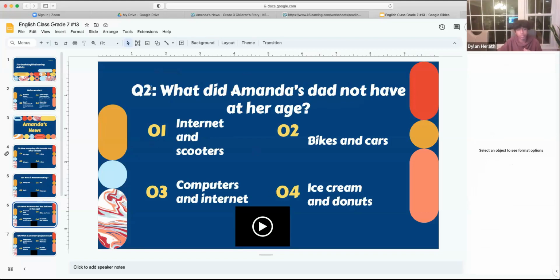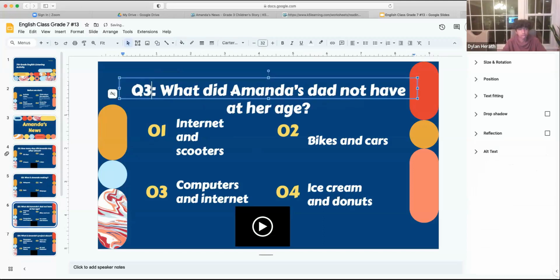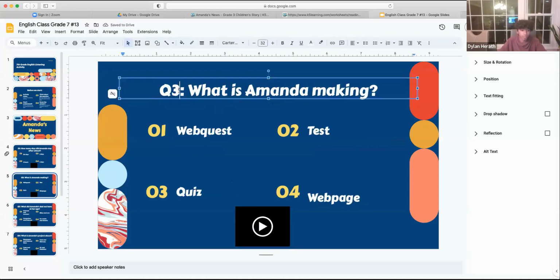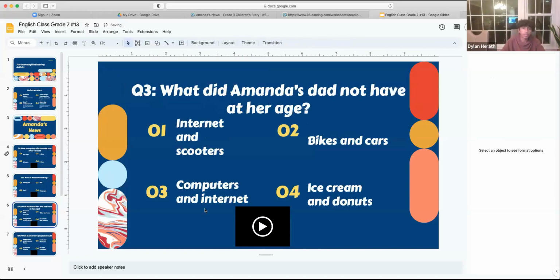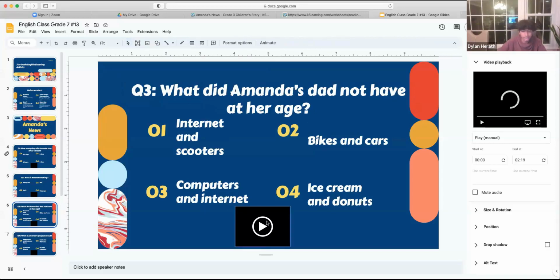Okay, so this should be answer 3. Okay, that got a little bit messed up. But what did Amanda's dad not have at her age? So this is a little bit of a stranger question, but is it internet and scooters, bikes and cars, computers and internet, or ice cream and donuts? So listen carefully. I'm gonna play it from right here.